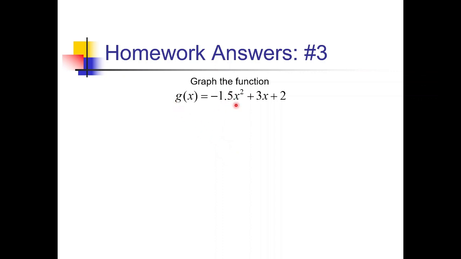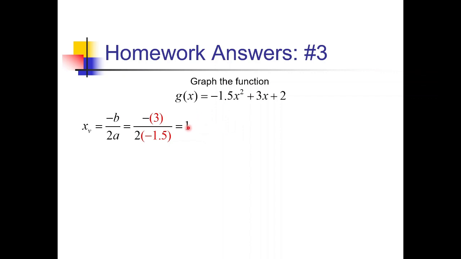For this problem, we're trying to graph the g function. This is in standard form, so we're going to use negative b over 2a to get the x value of the vertex first. So let's write that out. Negative b over 2a, that's negative 3 over 2 times negative 1.5. So basically negative 3 over negative 3, which is conveniently just 1. It doesn't always come out to 1, but hey, we'll take it when it comes.